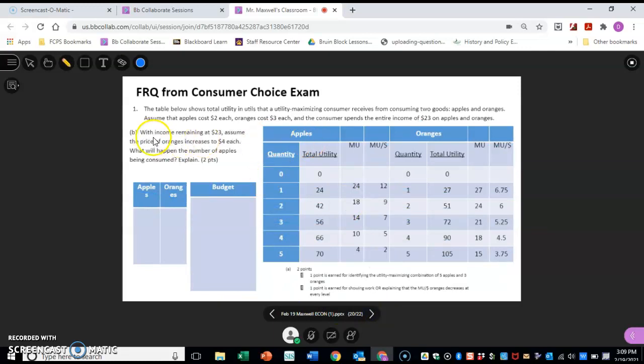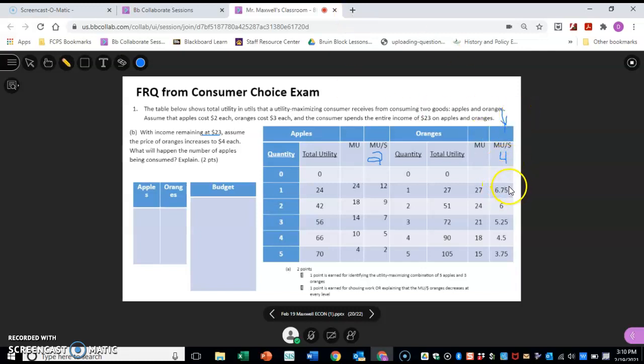Part B says, now we keep our dollars at $23, but now the price of oranges went up to $4 as opposed to $3. So you need to recalculate your oranges. Now, honestly, you can do this one of two ways. You could do all the math that I show you on the right, which is recalculating everything with $4.